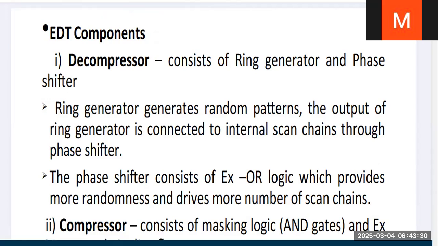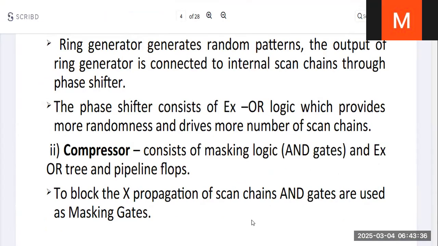The next one is the compressor, consisting of masking logic and XOR tree. The compressor consists of masking logic with AND gates, an XOR tree and pipeline flops. The pipeline flops increase the speed of operation. Each XOR gate is connected to pipeline flops to speed up the operation.